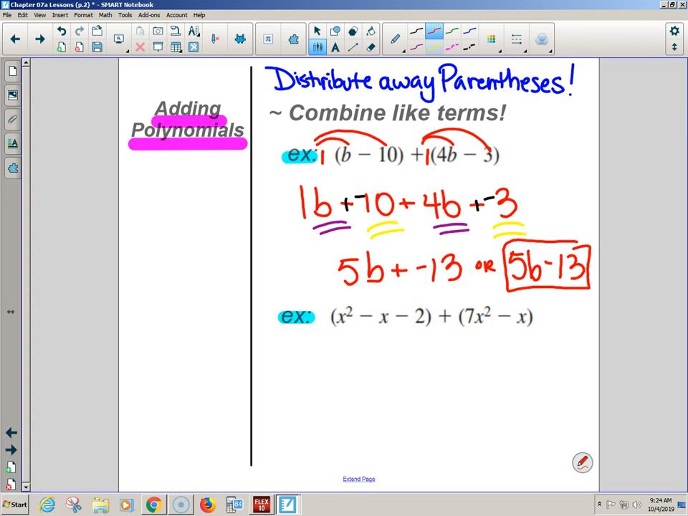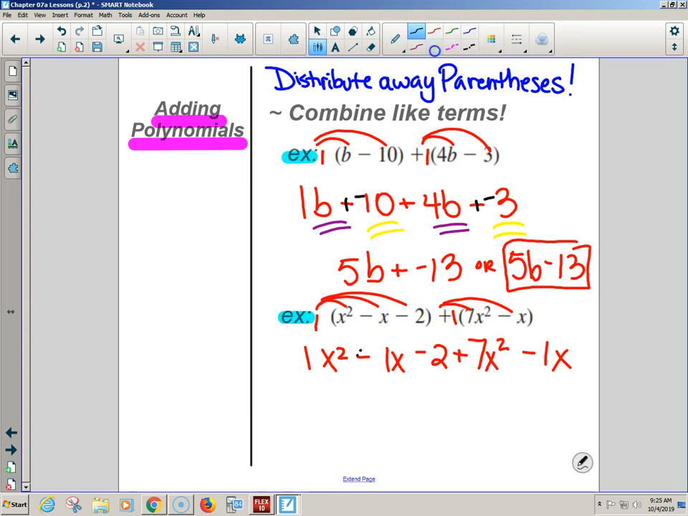Hopefully not many people got lost on this part, because when we distribute the 1, everything stays the same. But for some of you, it might be helpful to remember that when we distribute a 1, it's 1x squared if there's nothing else, and then minus 1x, and then minus 2. And then plus 7 times 1 is 7x squared, and then minus 1x. Not that you have to write the 1s, but for some of you, it will remind you of what you need to combine.